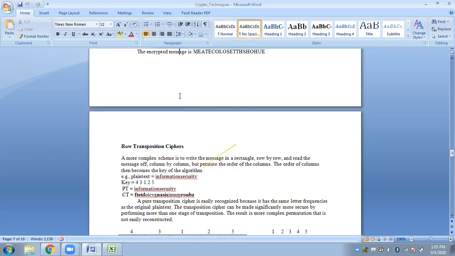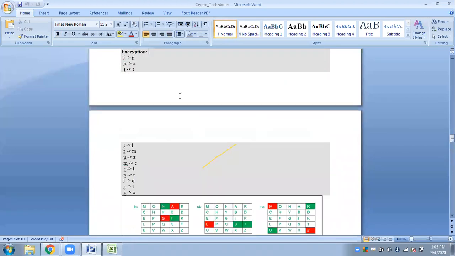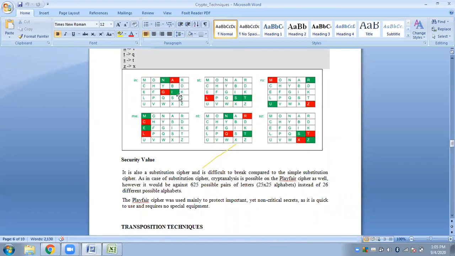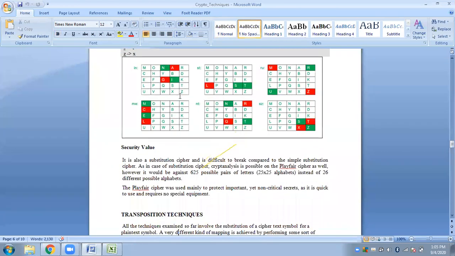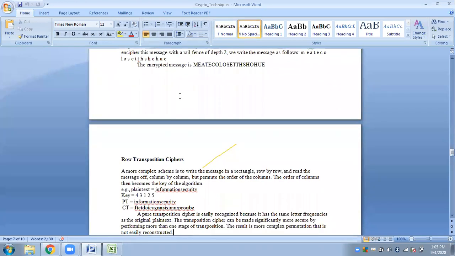Yes, ma'am. Okay. See, so far we have talked about the Caesar cipher and then Playfair. The Caesar cipher and Playfair cipher belong to the substitution technique. Then just now we discussed one transposition technique, which is the row transposition technique. All these 3 types of techniques are actually stream ciphers.